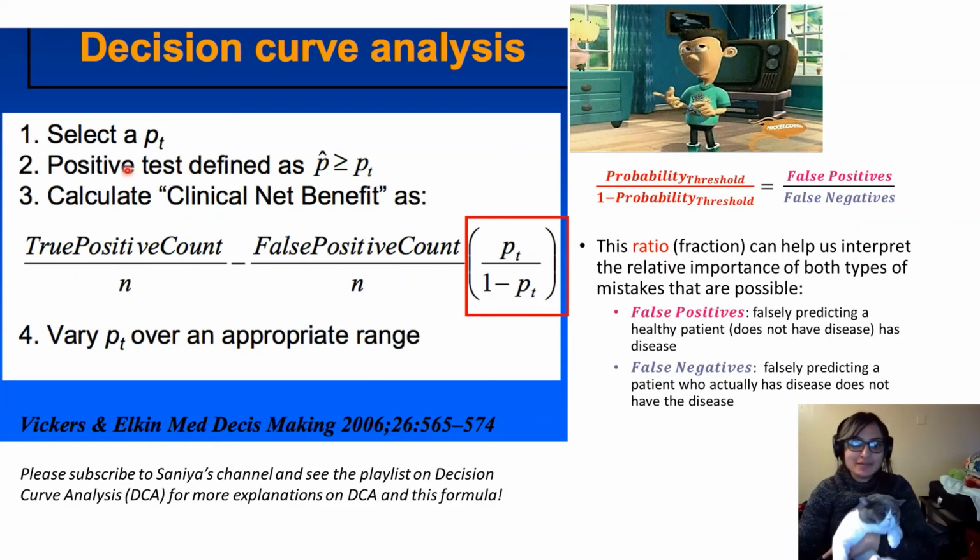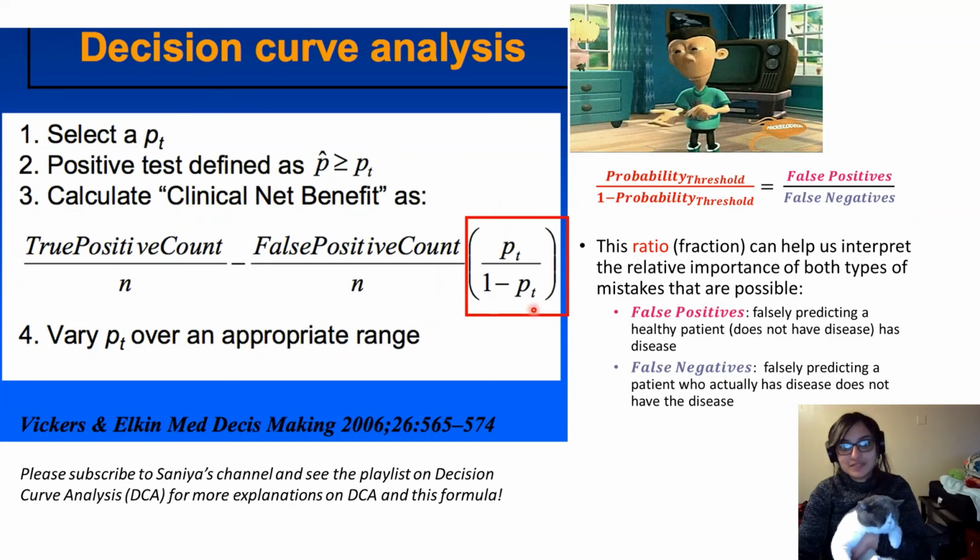We have a probability threshold. If you're predicted as having the disease or condition, which is usually what positive represents in this case, your predicted probability of having the condition is greater than or equal to the threshold. Otherwise, we predict you're negative. And then the decision curve analysis calculates clinical net benefit.